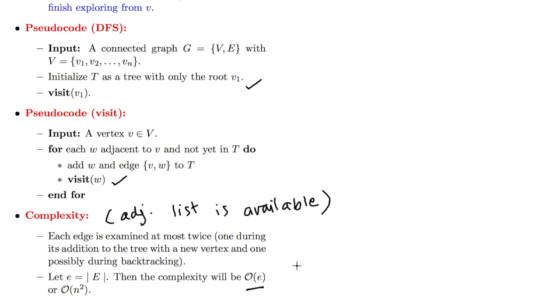So this means that the complexity is order of the number of edges here. And the number of edges in a simple graph is less than or equal to n(n-1)/2. This is a second order polynomial in n. That's why we have the complexity O of n squared.